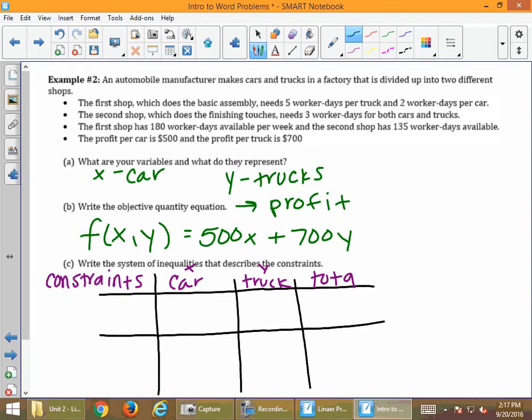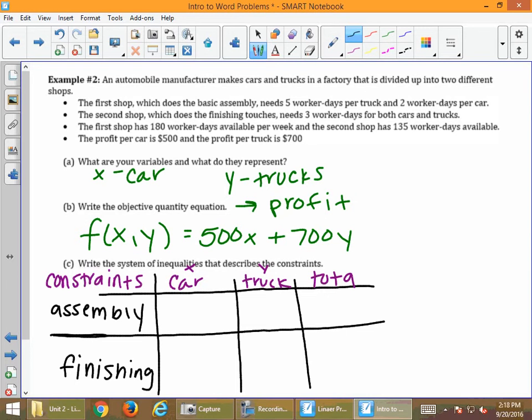Now back to you, Megan. What would be one of our constraints? What's the limit between us? Yeah, basic assembly. We'll just call it assembly. What's another thing that's limiting us? Basic assembly, finishing touches. Keeping us from doing whatever we want. Okay? Restricting us.